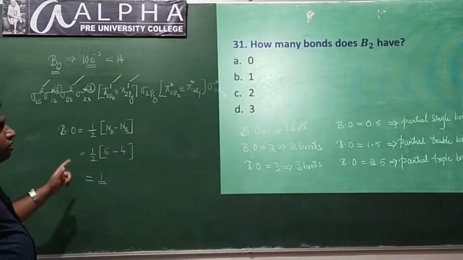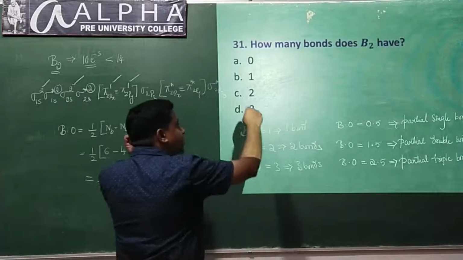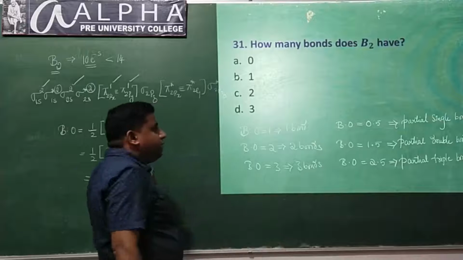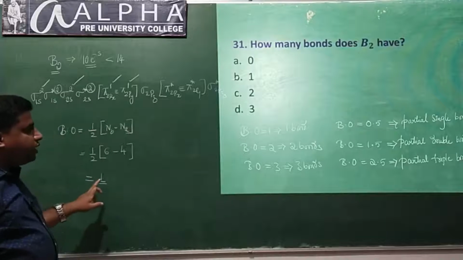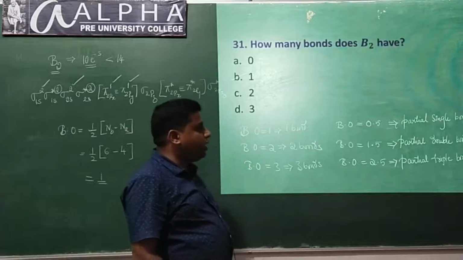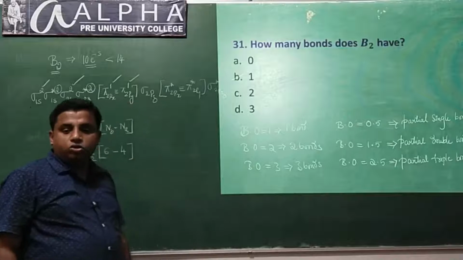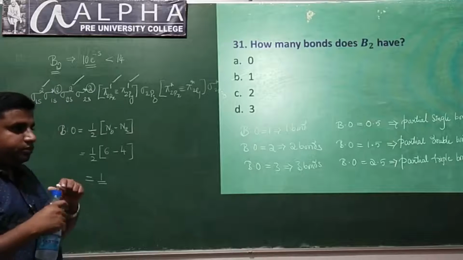So if the bond order is 1, how many bonds does B2 have? B2 has 1 bond, because the bond order is 1. So if the bond order is 1, we say there is 1 bond. Any doubts with this? That's great.